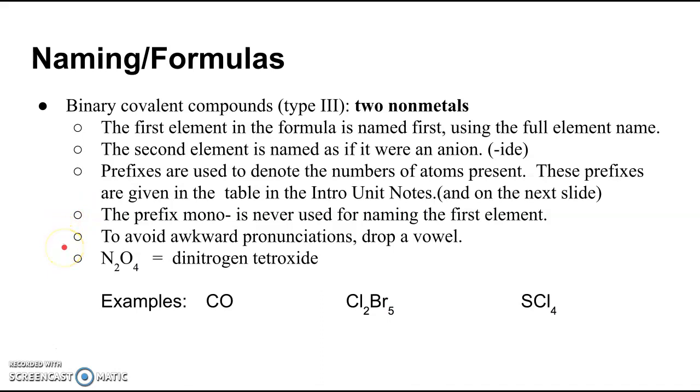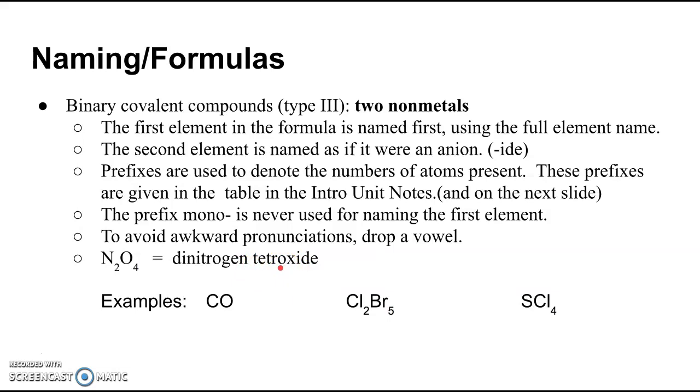And then to avoid awkward pronunciations, sometimes we drop a vowel. So I'll show you an example like this. N2O4, the prefix for 2 is di, and then we don't change the ending of the first element, so we just call it dinitrogen. And then the prefix for 4 is tetra, and then this would be called oxide, so this would have an "ide" ending. So we call this tetroxide. We don't call it tetraoxide. Sometimes we drop a vowel. This is an example where we do that.